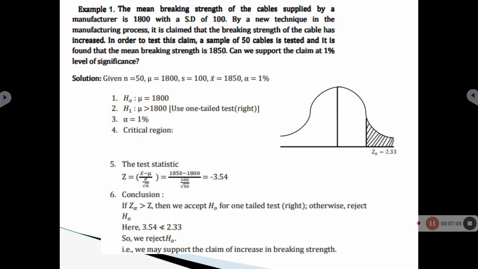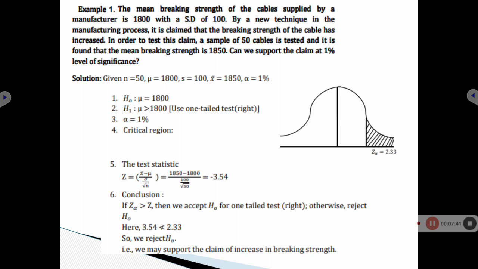So here the given value of n is 50 and our population mean mu is 1800 and our standard deviation is 100 and the sample mean x bar is 1850 and the level of significance is 1%. Okay, so now first we have to fix our null hypothesis, that is H naught. H naught here is given as mu is equal to 1800. We are taking the statement as it is, H naught: mu is equal to 1800.